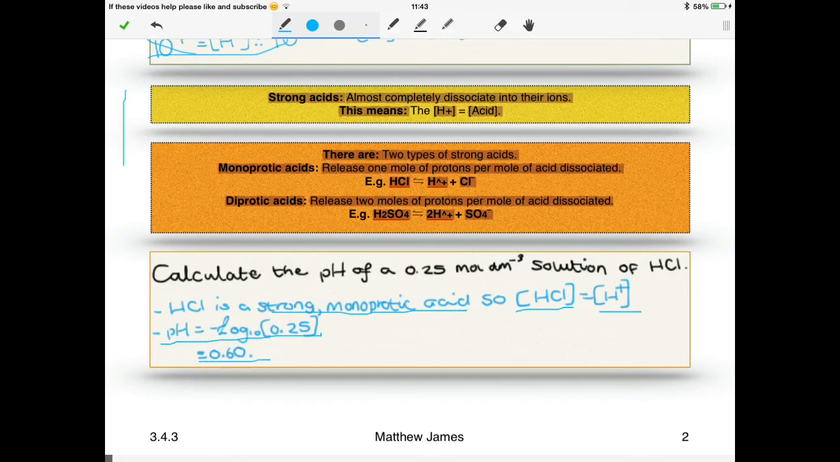So that's it for the basics of pH and how to solve strong acid questions. It does get a lot harder than this, but not too hard with enough practice.